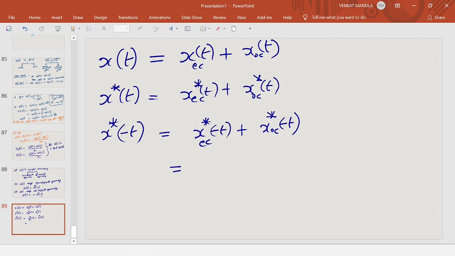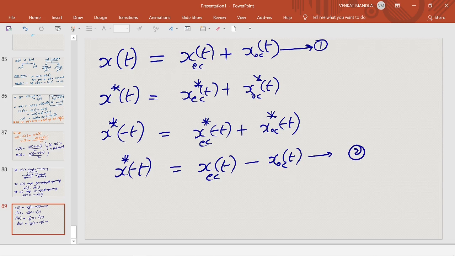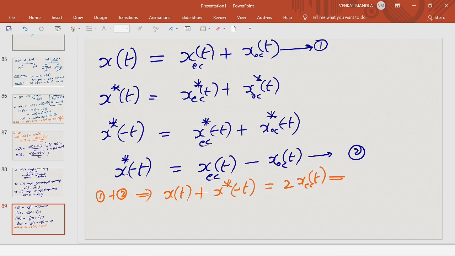This even conjugate part is itself an even conjugate symmetric signal, so you will get x ec of t, and this is x oc of t. EC means even conjugate, OC means odd conjugate, from the properties I discussed before. This is x conjugate of minus t. Say this is 1, this is 2. Add 1 and 2, that implies x of t plus x conjugate of minus t. Then you will get 2 times x ec of t. From this, x ec of t equals x of t plus x conjugate of minus t by 2.